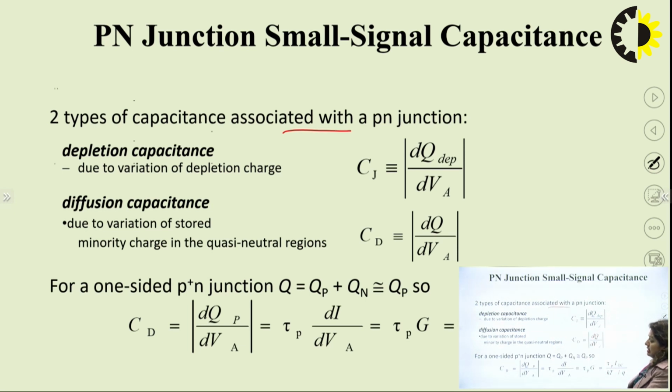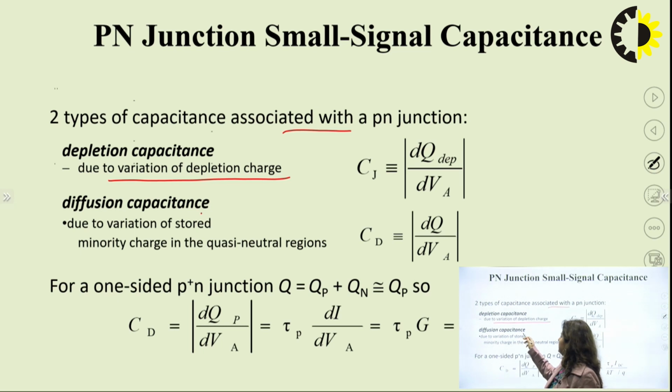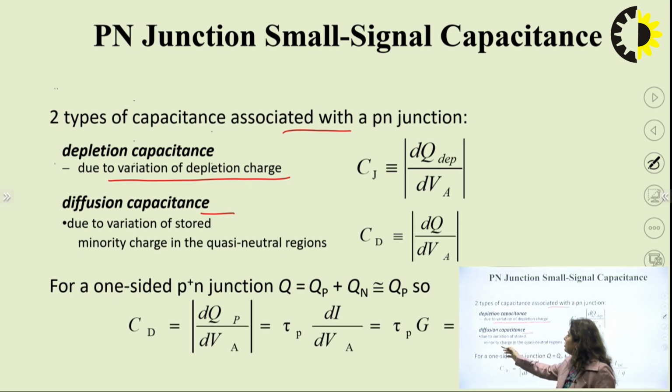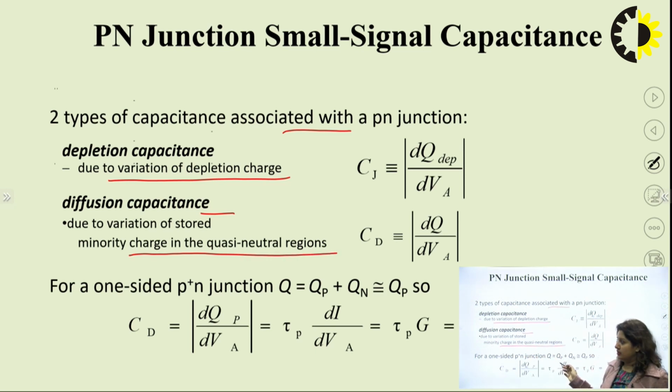The first one is the depletion capacitance. The depletion capacitance is basically due to the variation of the depletion charge. Whenever there is a variation in the depletion charge in the depletion region, the depletion capacitance occurs. In the same way there is diffusion capacitance, which is due to variation of the stored minority charge in the quasi-neutral region.